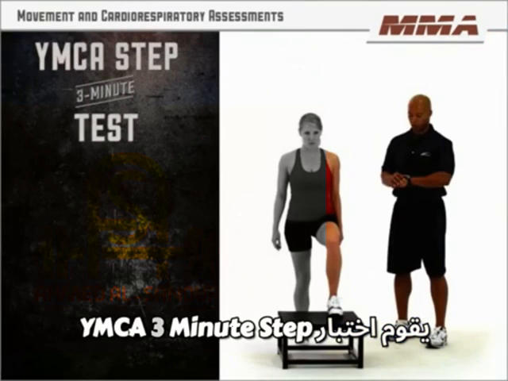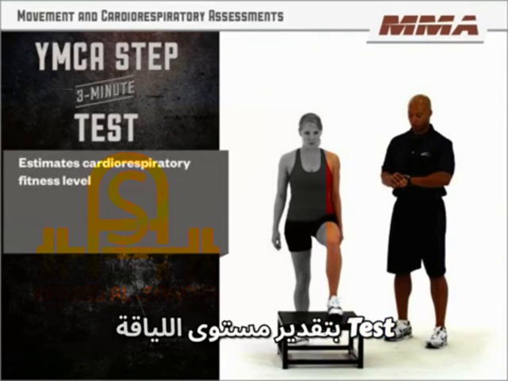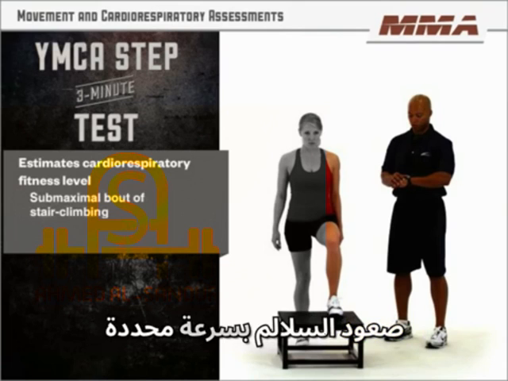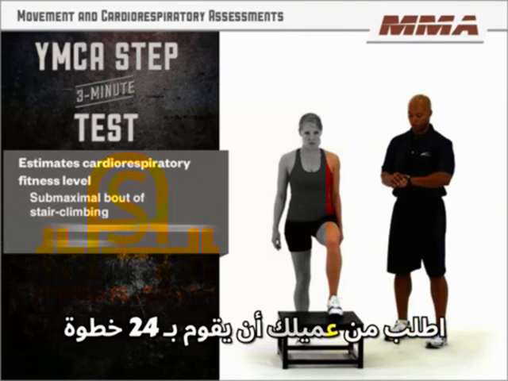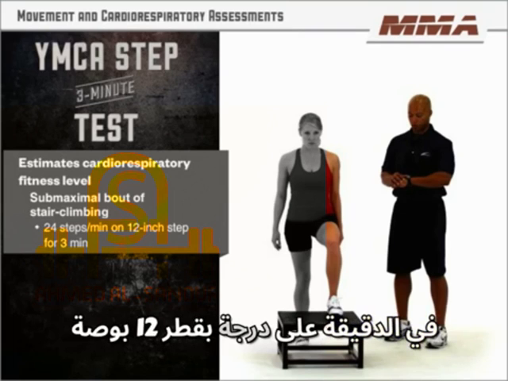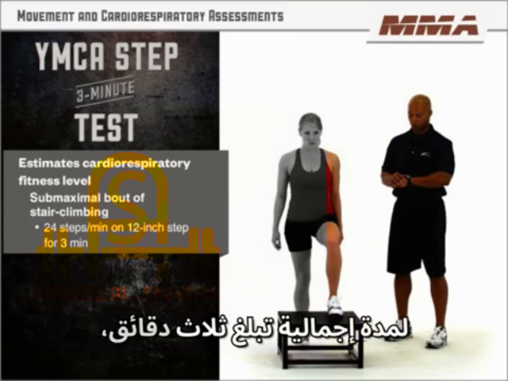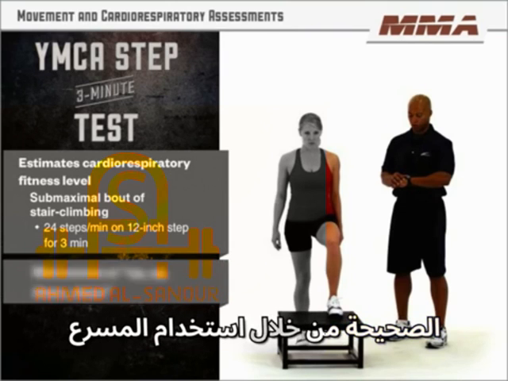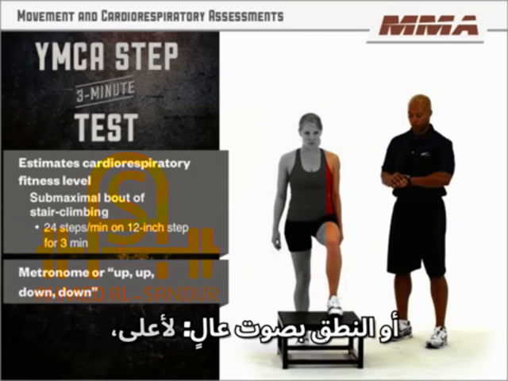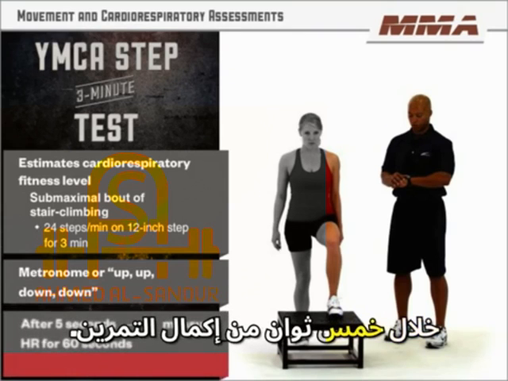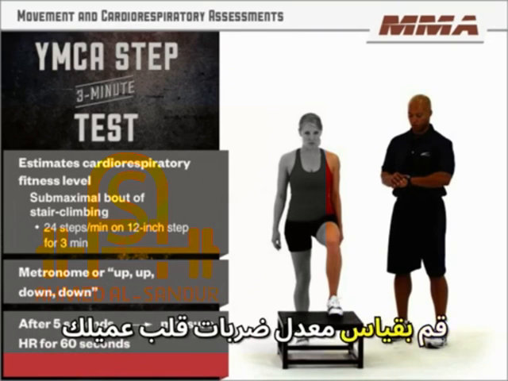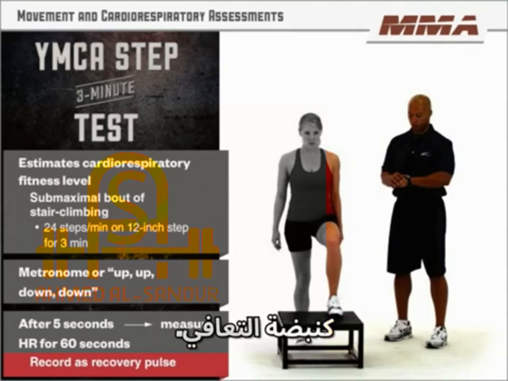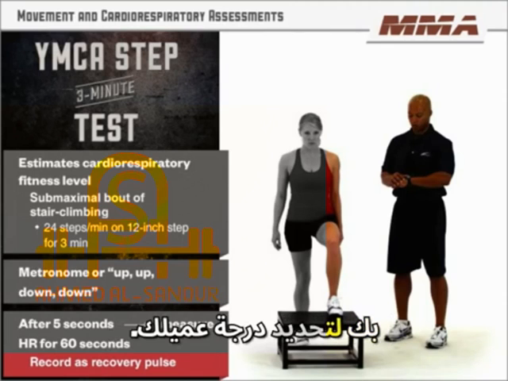The YMCA 3-minute step test estimates an individual's cardiorespiratory fitness level on the basis of a submaximal bout of stair climbing at a set pace for 3 minutes. Have your client perform 24 steps per minute on a 12-inch step for a total of 3 minutes, which is roughly 96 steps total. Keep your client stepping at the correct pace by using a metronome or stating out loud, up, up, down, down. Within 5 seconds of completing the exercise, measure your client's heart rate for a period of 60 seconds and record the number as the recovery pulse. Consult your manual to determine your client's score.